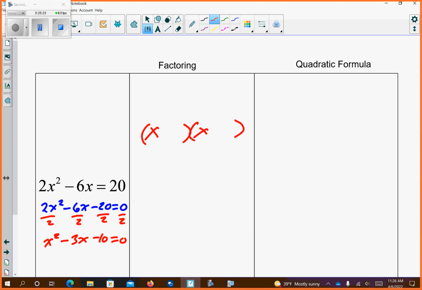Ready? I know I have alternating signs. The reason I know that is I have a negative 10 there. Think about the factors of 10. 1 and 10 and 5 and 2. Which one of those has to be positive and which has to be negative that's going to add up to negative 3? Negative 5, positive 2. You just factored it. So x equals negative 2, x equals positive 5.